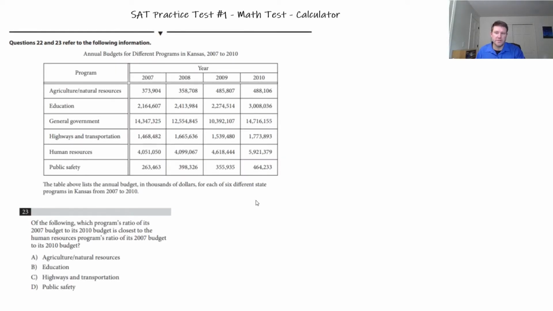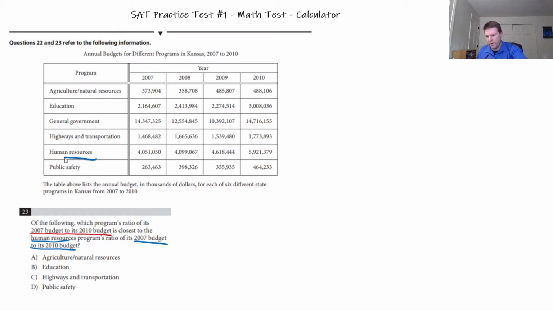Number 23 isn't super popular as a problem type either. In fact, I think they've kind of phased out problems like this just because they're kind of time consuming, as you'll see with how you have to calculate these, because you're basically calculating ratios between some pretty big numbers, and it just takes time to crunch them all out in your calculator and see what you're getting for these decimals, and you kind of have to do them all out to see which one is closest to what they're asking for. So just to point this out here, they want to know which one's 2007 to 2010 is the same as the 2007 to 2010 for human resources.